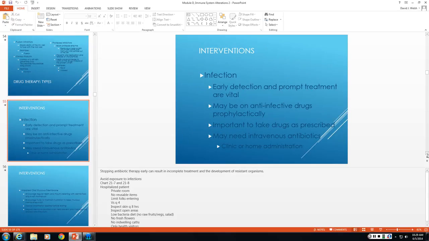Now, your interventions for HIV infection, you're going to have early detection and prompt treatment. Those are vital. They could be on anti-infective drugs prophylactically. It's important for these people to take the drugs as prescribed. They may need IV antibiotics, and that could be at clinic or home administration. Remember, stopping antibiotic therapy can result in an incomplete treatment and the development of resistant organisms.